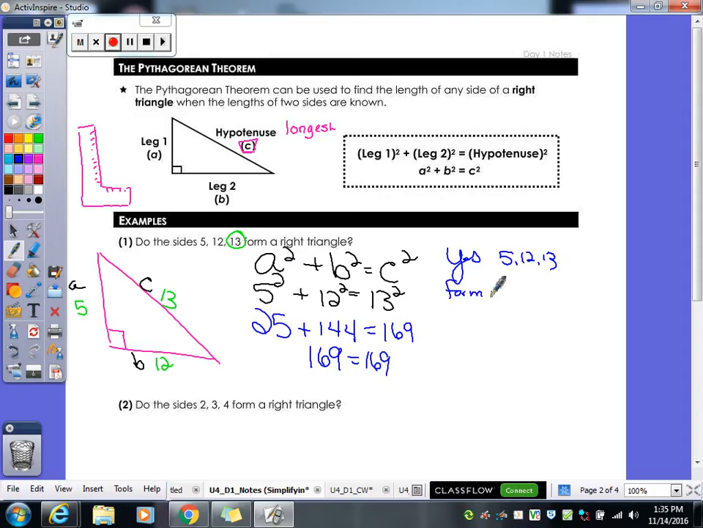Now, if they had that little explain at the end, you would have to say, yes, it forms a right triangle because I plugged the legs and the hypotenuse into the Pythagorean theorem. I squared all the sides and found that both sides of the equation are equal. Something like that. All right, next one.